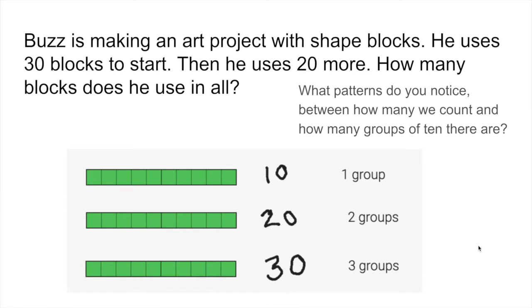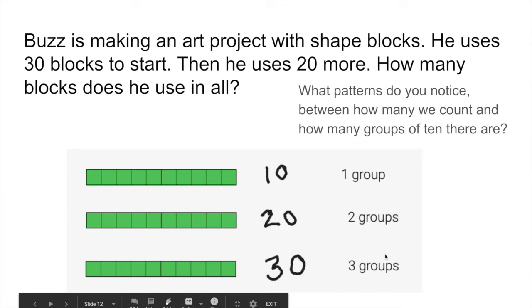What I'm hoping you noticed is that one group of 10 is a 1 and a 0. There's a 1 in both of these. Two groups of 10 is a 2 and a 0. And three groups of 10 is a 3 and a 0. Three groups of 10 is the same as 30.